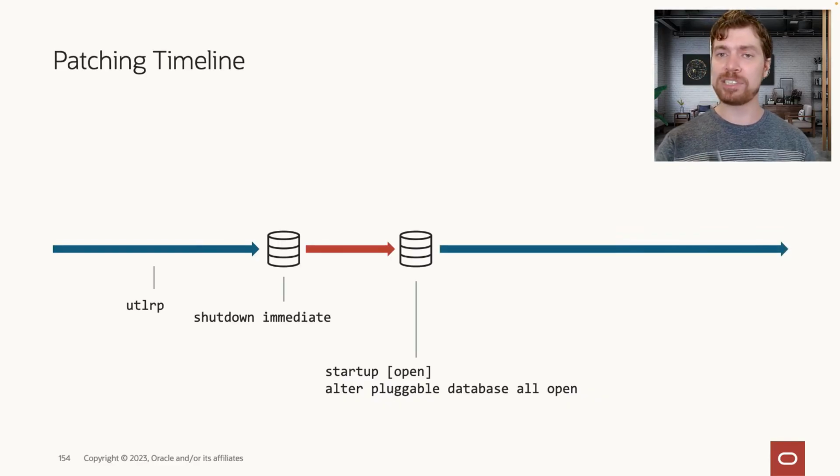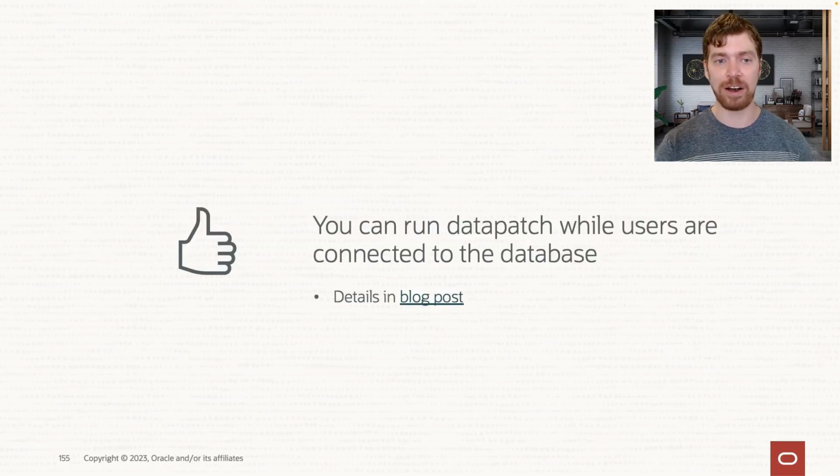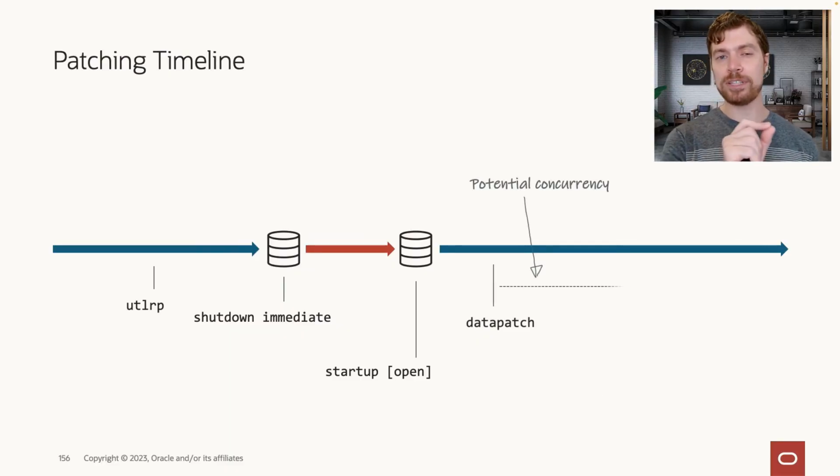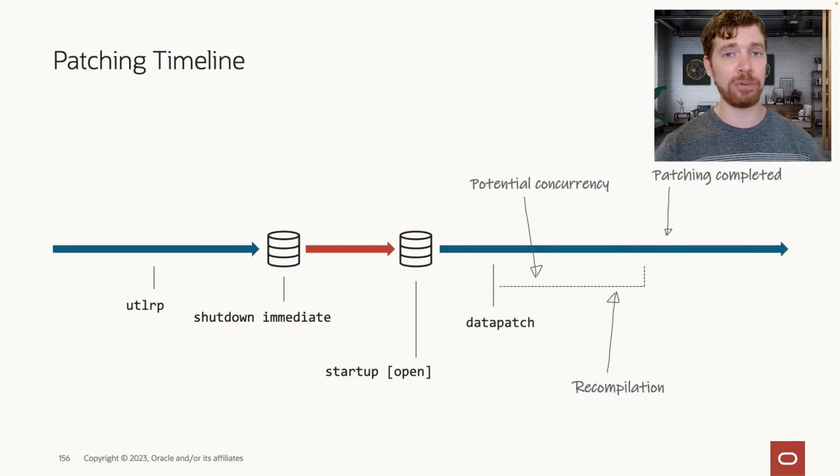At this point, after you start up and open all the PDBs, you can allow your application and users to connect on this environment. There is a very good blog post from Daniel from our team, and he shows how and why you can have users connect in the database while the Datapatch is running, and also the potential problems that you can face. So users start connecting to your database, and now you call Datapatch. And again, during the Datapatch execution, you can have potential concurrency. So that's a side effect of having users connected while you're running the Datapatch operation.